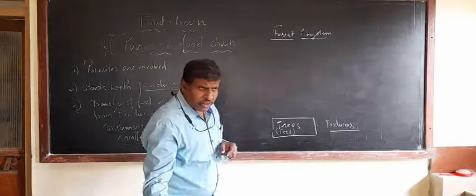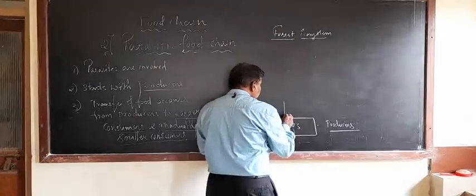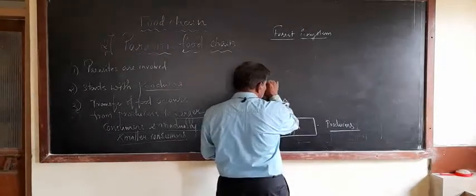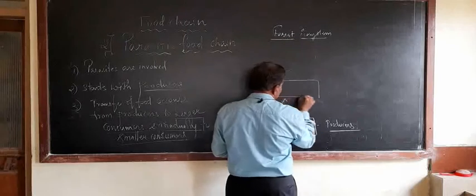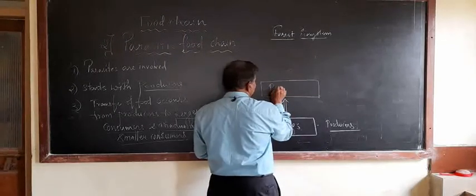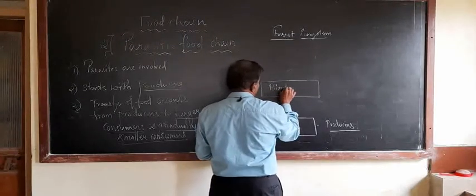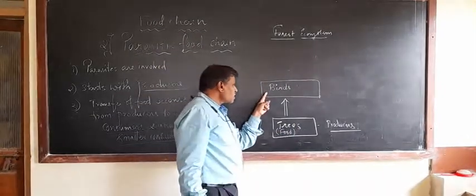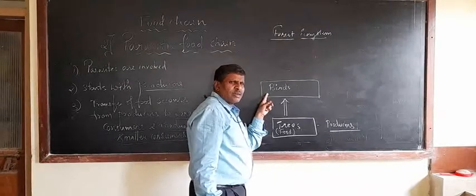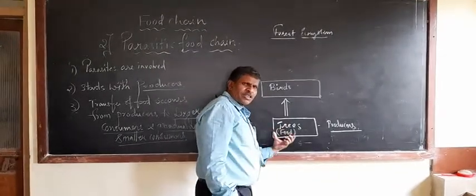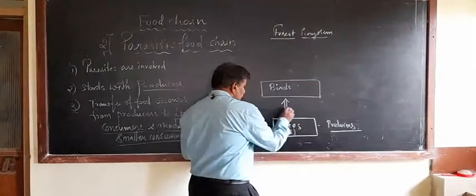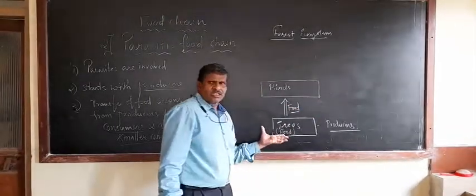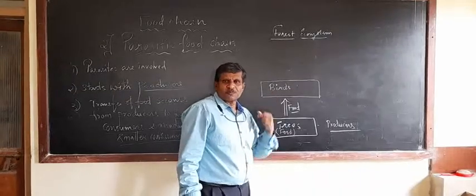Assume that in that tree, there are so many birds present, fruit-eating birds. Whenever these birds feed upon the products of the trees like fruits, at that time, the food present in the trees is getting transferred to the birds.